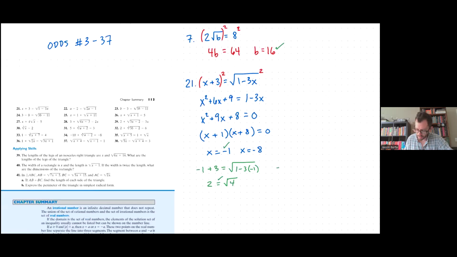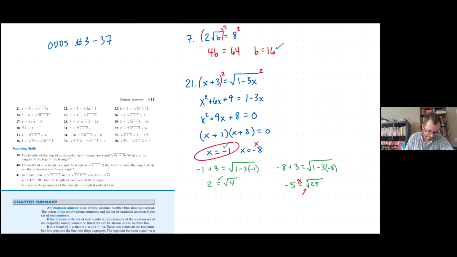Repeat the process with negative 8. And we get 1 minus 3 times negative 8. Here we have negative 5 equals the square root of 1 plus 25. This is not true, okay? Although negative 5 is a root of 25, you might recall whenever we use the radical symbol, we are looking for the positive root. So this is not a true equation, which means negative 8 is not a solution. Your only solution here is x equals 1.